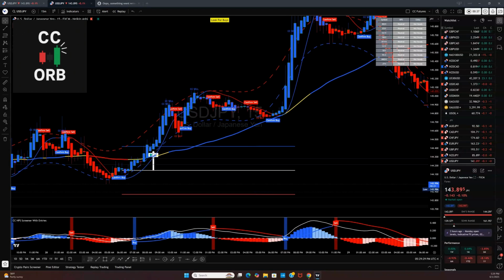Now, this indicator is best used when the market is trending. When the market is moving sideways, this is not the strategy that you want to use, okay? But it's best when the market is trending. So I'm going to show you an example here on USD JPY.